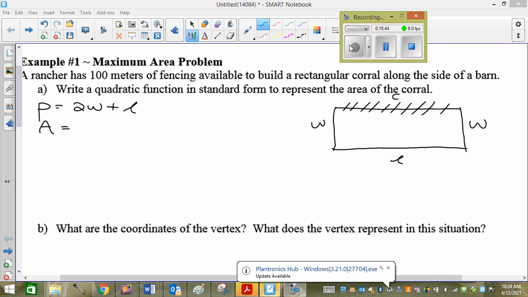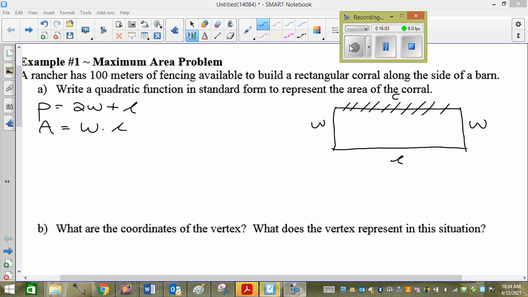Exactly, because we just want a standard area of a rectangle. So we're going to say width times length. Okay, so now we have our diagram and our two components, but we wanted the area in terms of a standard form, right? So what we're going to do is use our perimeter equation so that we can solve for this in just one variable.